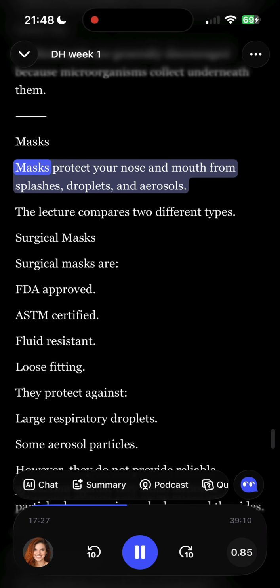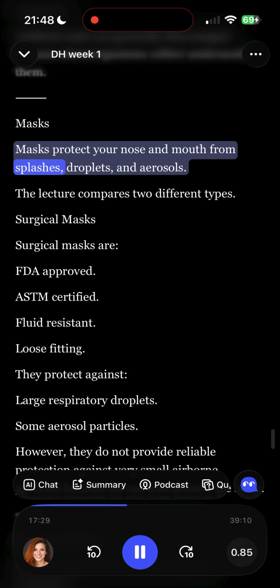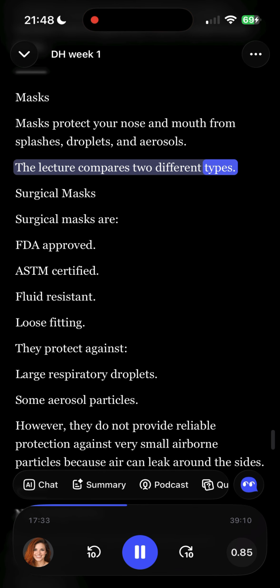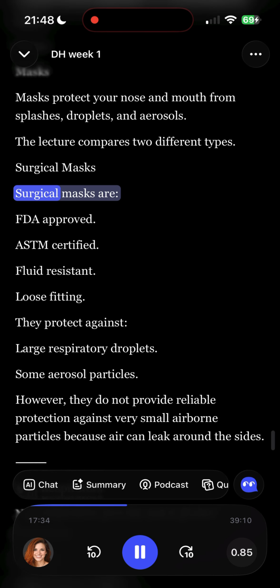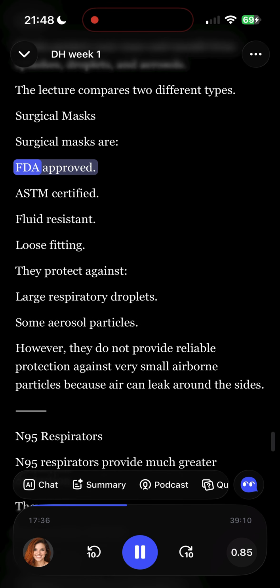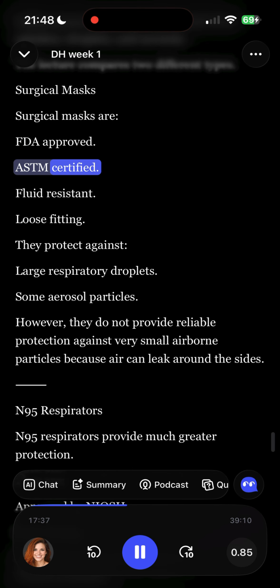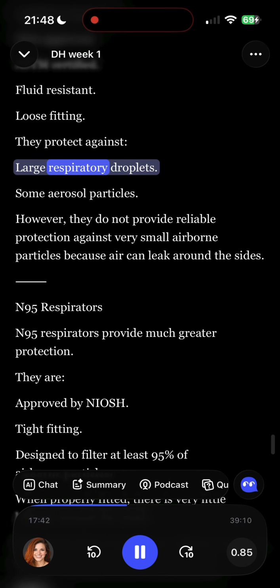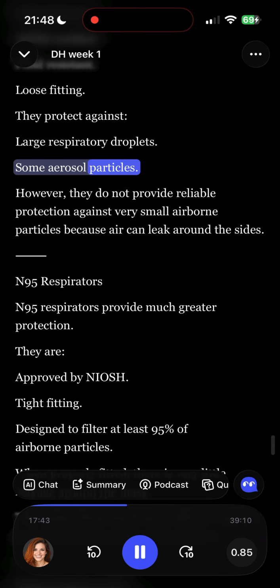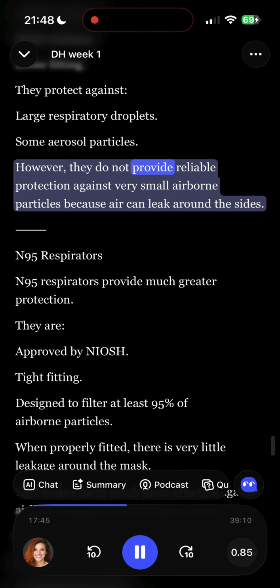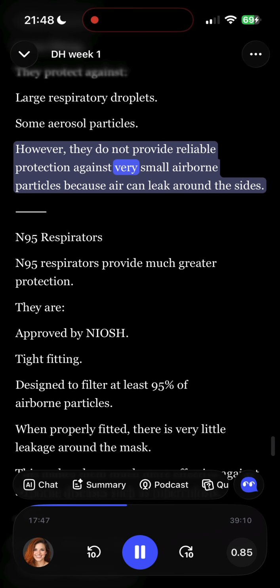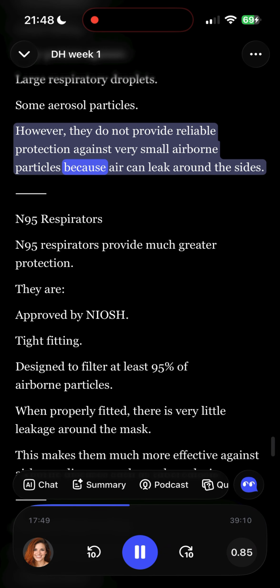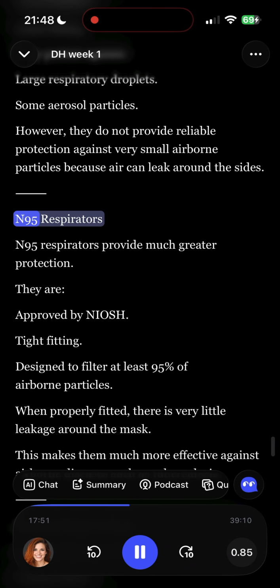Masks. Masks protect your nose and mouth from splashes, droplets, and aerosols. The lecture compares 2 different types. Surgical masks. Surgical masks are FDA-approved, ASTM certified, fluid-resistant, and loose-fitting. They protect against large respiratory droplets and some aerosol particles. However, they do not provide reliable protection against very small airborne particles because air can leak around the sides.